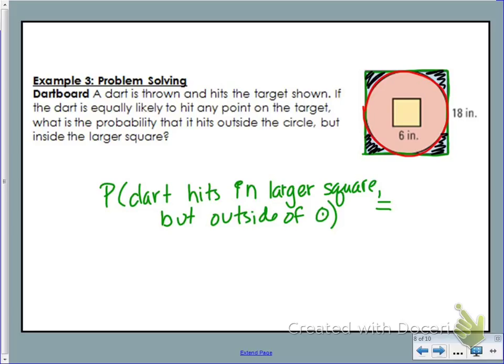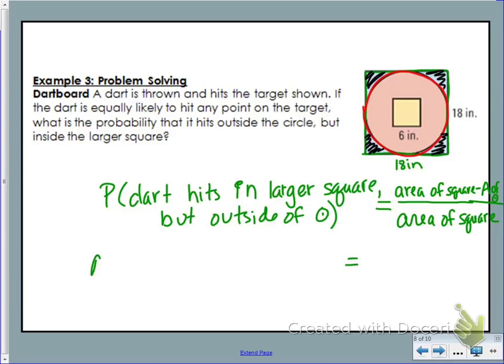So the probability of this occurring, we want to do the area of the entire square as the whole. And then in order to find the area of what we're looking for, we're talking about the area of the square minus the area of the circle. So we're going to do the area of the larger square minus the area of the whole circle. In this case, the little yellow square on the inside is not going to be used because that's just part of the area of the circle. So you really don't need to even use that in this particular problem. Well, the area of the square, since it's a square, it would be 18 times 18.